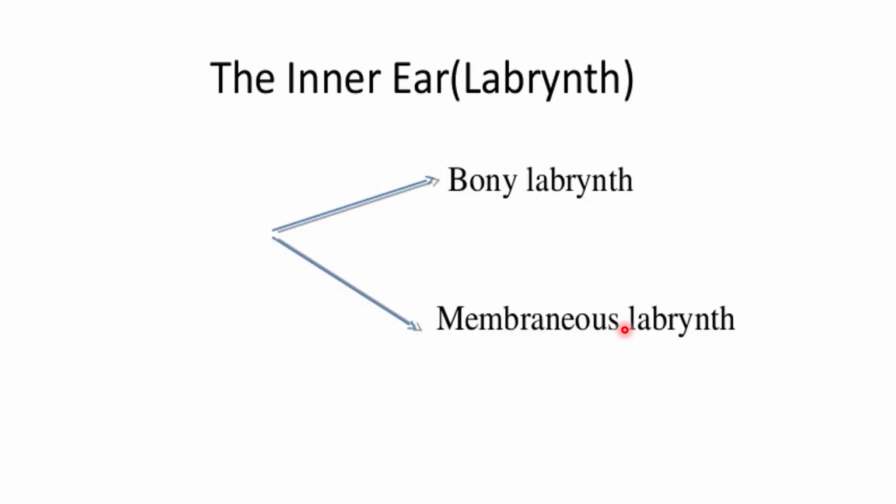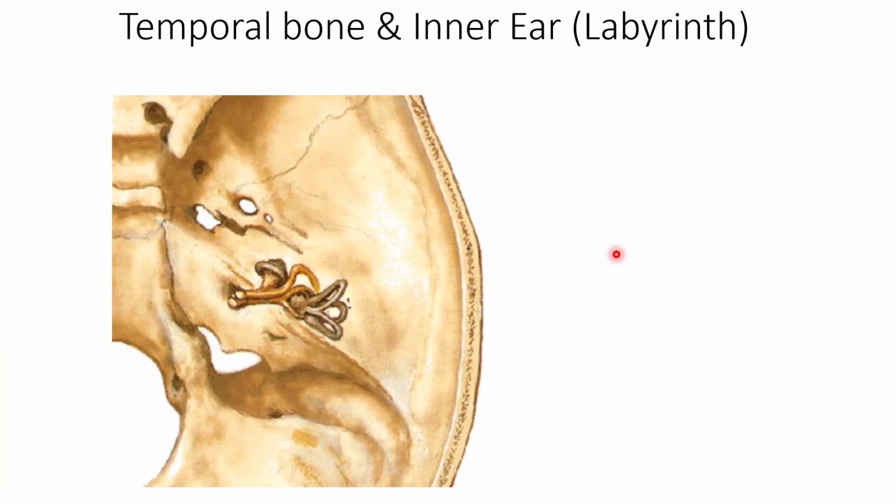Now coming on to the inner ear, that is the labyrinth. And the inner ear, as I have already explained, has a bony labyrinth, which is a bony house for the membranous labyrinth made up of membranes. So in the temporal bone and inner ear, you can see a correlation.